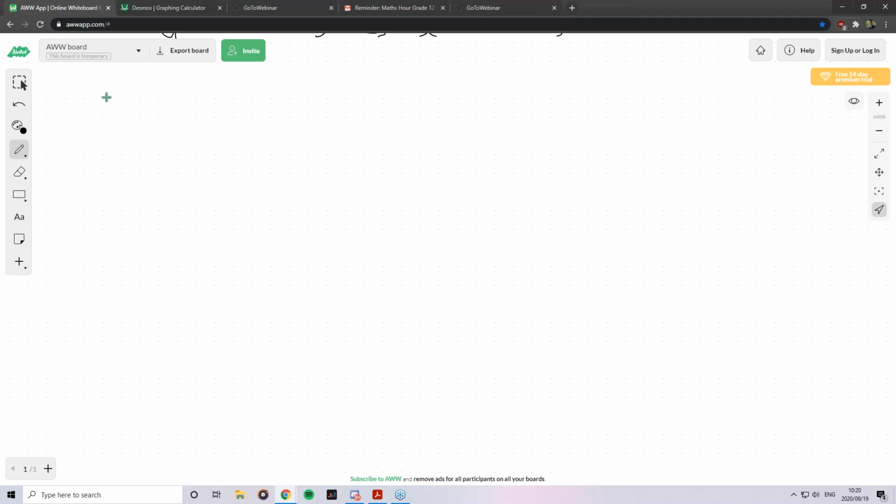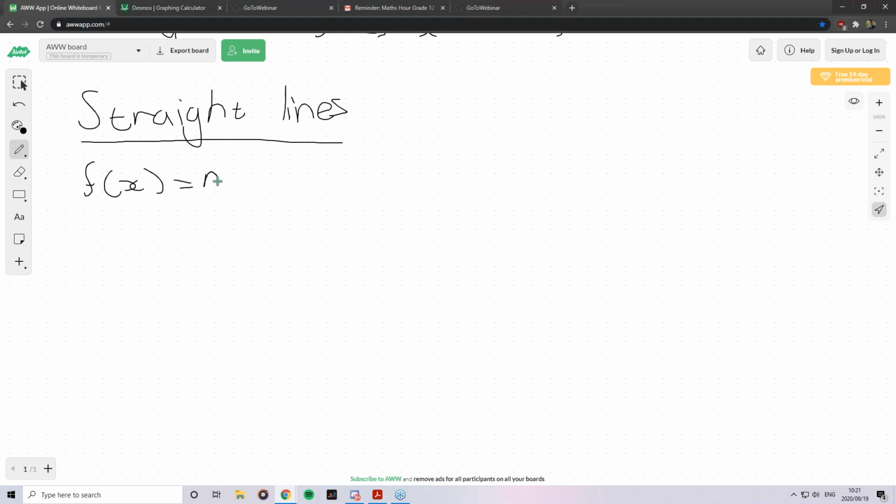Let's say for straight lines, how do I find the inverse of a straight line? Let's start with, let's say, f(x) is equal to mx plus c. Now, this is just your basic definition of a straight line. And what we want to do when we're finding the equation given in this term of the inverse, we want to swap x and y.